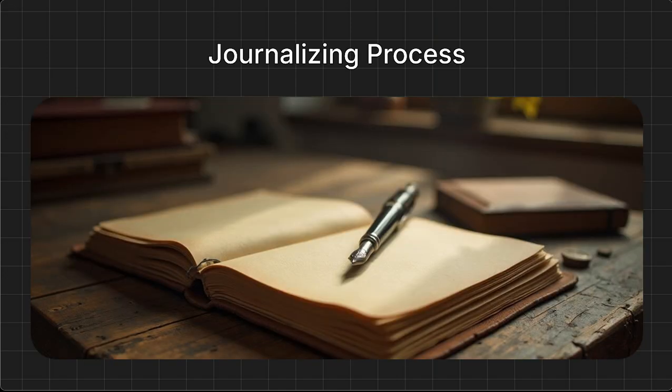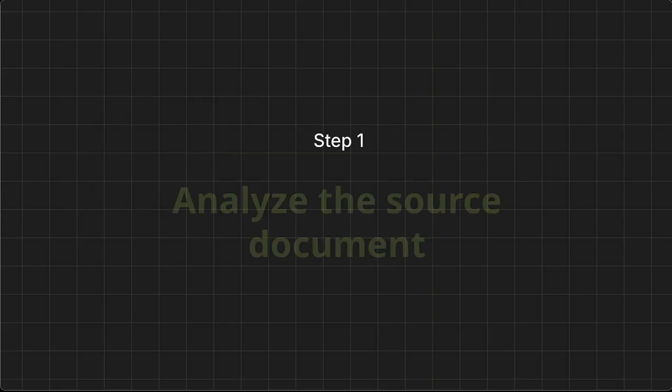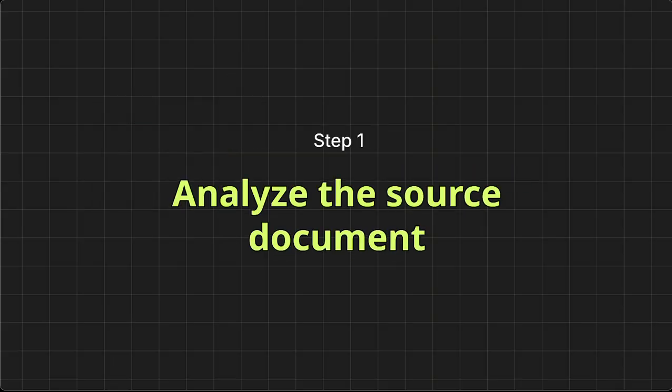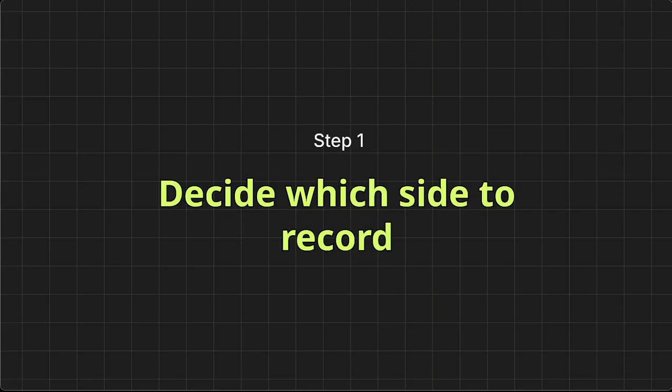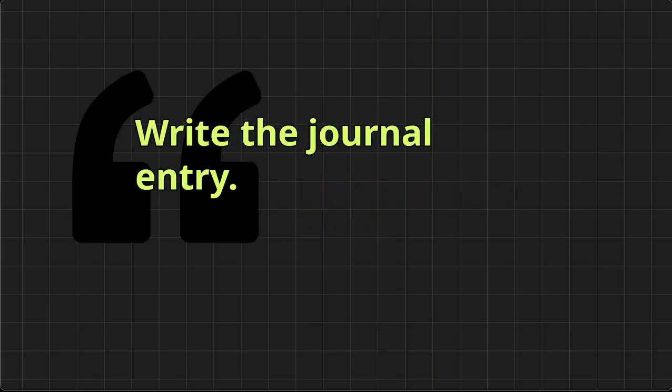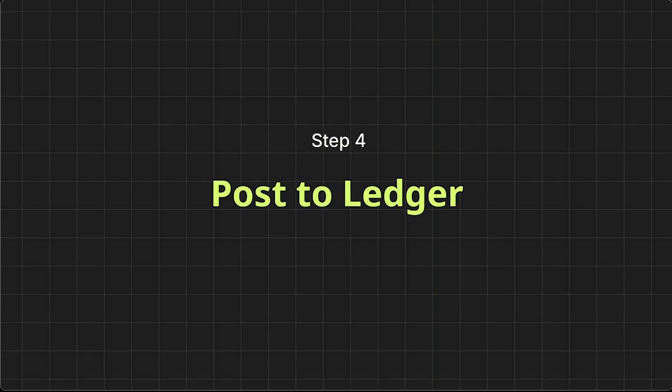Journalizing process. The process of recording transactions in a journal involves several steps. Identify the source documents, such as invoices, receipts, or cash vouchers. Analyze which accounts are affected and whether they increase or decrease. Decide which side to record, debit or credit. Write the journal entry with the correct date and explanation. Post the entry to the ledger, transferring the data into the related accounts.